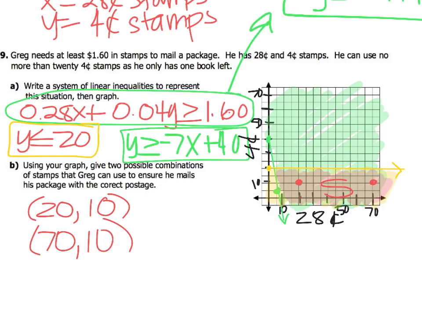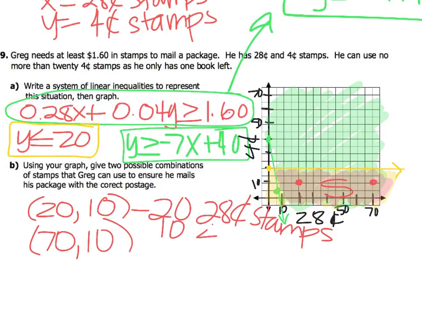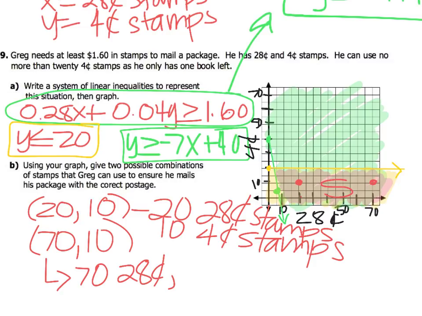So what he could do is use 20, 10, which represents 20 28-cent stamps and 10 4-cent stamps. All right, because we know x represents 28-cent stamps and y represents 4-cent stamps. And then 70, 10 would represent 70 28-cent stamps and 10 4-cent stamps. And these would both be solutions to this situation. So we could pick any 2 points that fall in that interval, and that would be our solution.